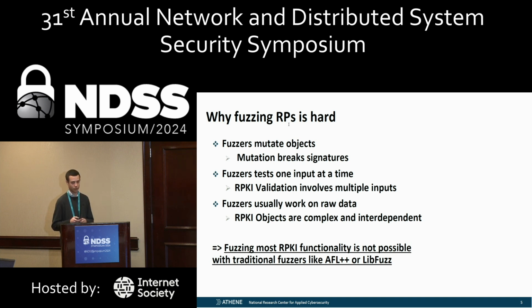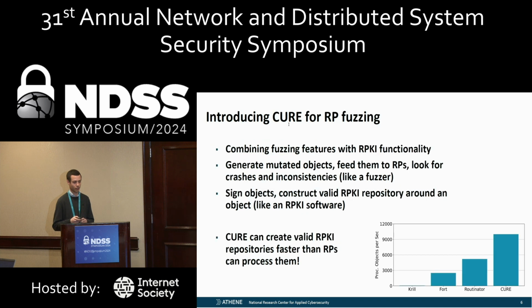So we concluded after some frustration that using traditional fuzzers will be hard on RPKI software, and we need something else. Which is why we developed our own solution for fuzzing RPs, which we called Cure. The basic idea of Cure is to combine the functionality of a fuzzer with the functionality of traditional RPKI software. So Cure implements all fuzzer functionality that you need. It can generate and mutate objects. It can feed these objects to the software. It can look if the software crashes, and it can even find inconsistencies like differential fuzzing between different implementations.